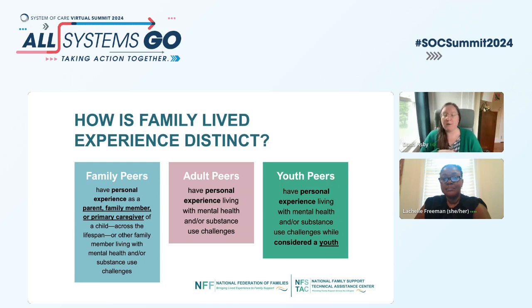And when someone becomes a youth peer, that age range is different from state to state. So you have some states who consider folks as young as like 14 to 16 to be youths. Other states go from 18 to 21. Some go from 18 to 26. There's a wide range, but in the younger years of their lives, they're considered youth peers. And that personal lived experience happens while they're a youth.